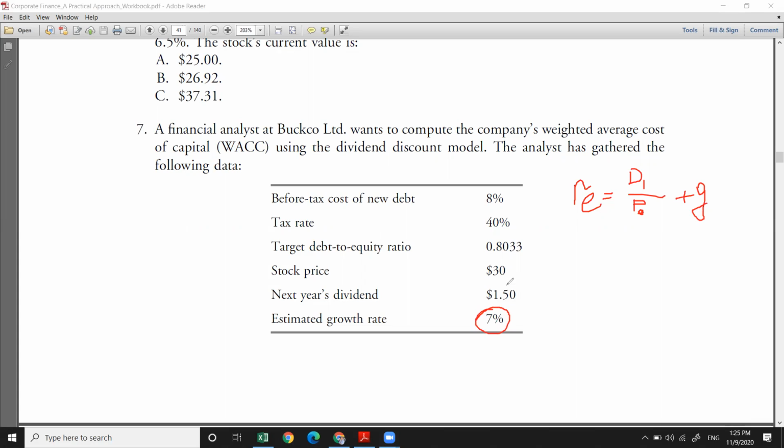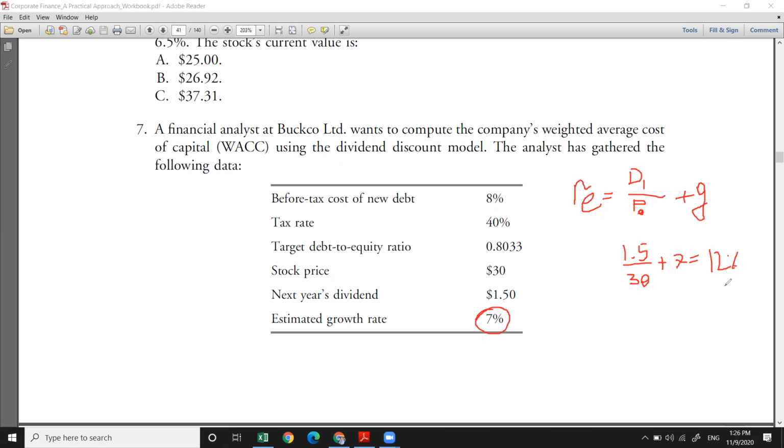Again, guys, I might not give you this. I might ask you to calculate the growth rate as well. Okay, be careful. So you just plug everything into the formula: 1.5 divided by price, which is 30, plus 7%. And that gives you 12%. So the cost of equity is 12%.